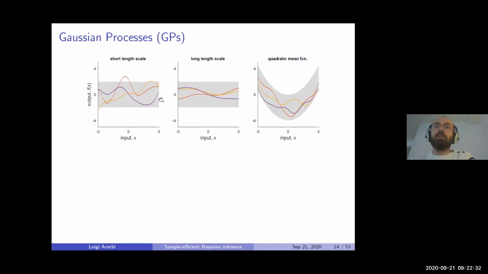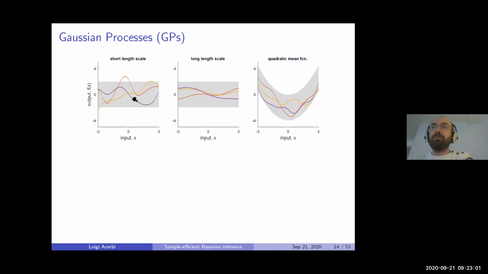What I'm plotting is, for example, draws from a GP for different values of the underlying hyperparameters of the GP. So here is a function that changes fairly fast, so they have a short length scale. Here, a function that changes slowly, with a long length scale. Here, for example, I'm changing the mean function of the GP, assuming a quadratic mean. So you can see that there's a quadratic shape underlying, and these functions are quadratic-ish.